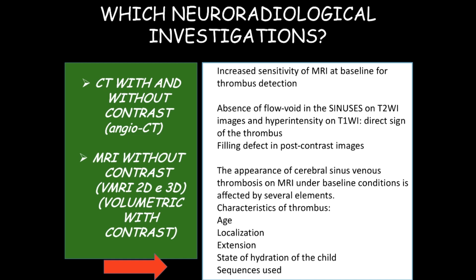The appearance of this thrombus inside the vein may be altered under some peculiar conditions of children. In particular, if the child is dehydrated, in relation to the age of the thrombus, the localization of the thrombus, but also the extension and the sequence we use. We will see that sequences are very different among each other, and it's extremely important to choose the right sequence in the right moment for the right question.